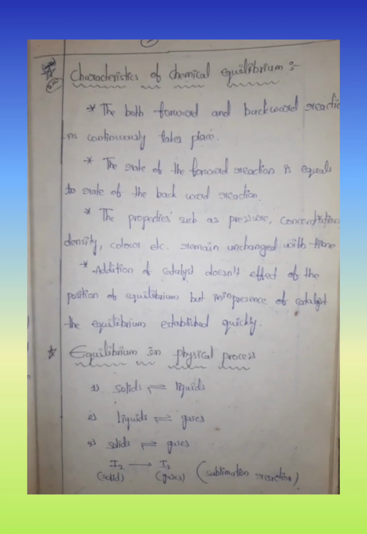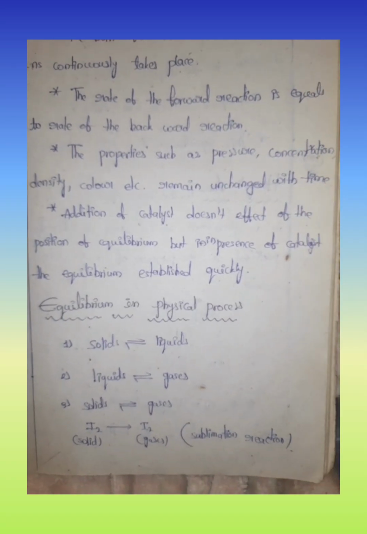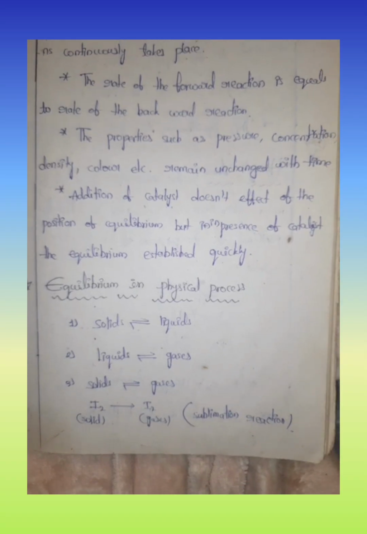Characteristics of chemical equilibrium. Both the forward and backward reactions take place continuously. The rate of the forward reaction is equal to the rate of the backward reaction. Properties such as pressure, concentration, density, color, etc. remain unchanged with time. Addition of a catalyst does not affect the position of equilibrium, but in the presence of a catalyst, the equilibrium is established quickly.